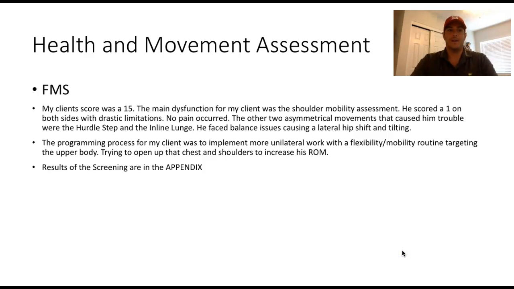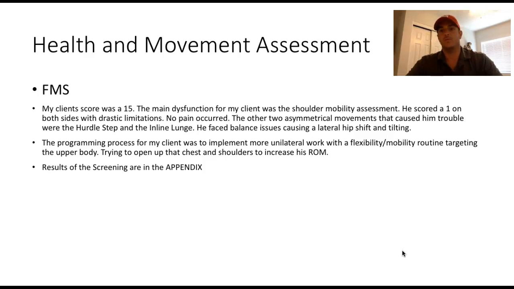The FMS, my client scored a 15. The main dysfunction with my client was the shoulder mobility assessment. He scored a 1 on both sides with drastic limitations. By moving the two fists, he had a great 3 inches plus on both sides. However, no pain occurred, so it was good. He didn't need further evaluation there.